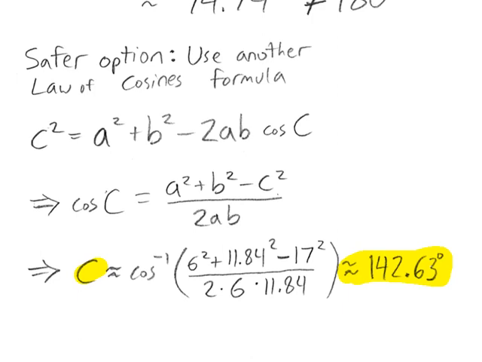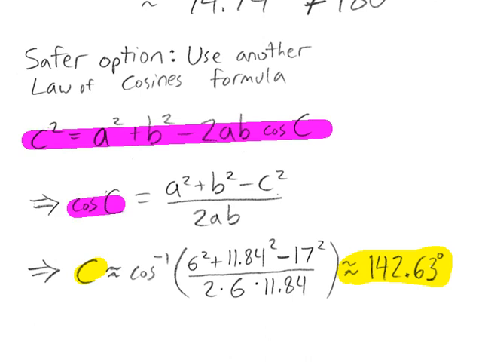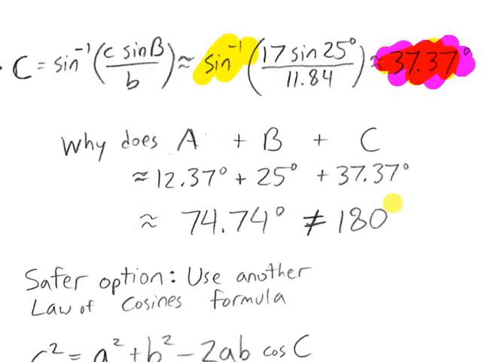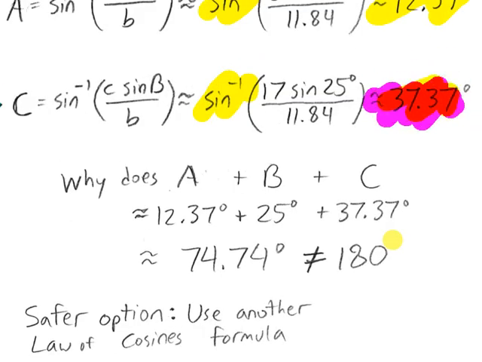And here I've just written it out ahead of time on the screen. Like I said, be comfortable rearranging any formula that you're given. So if you rearrange this to get cosine C by itself, you should get this. Plug in your values, and you would get the displayed value of C. And notice that that is, by the way, the supplement of this highlighted one up here.